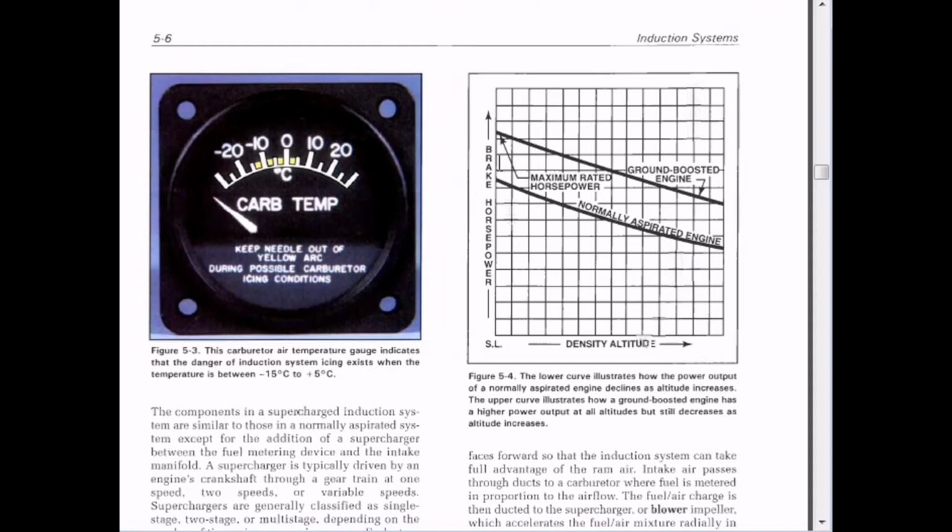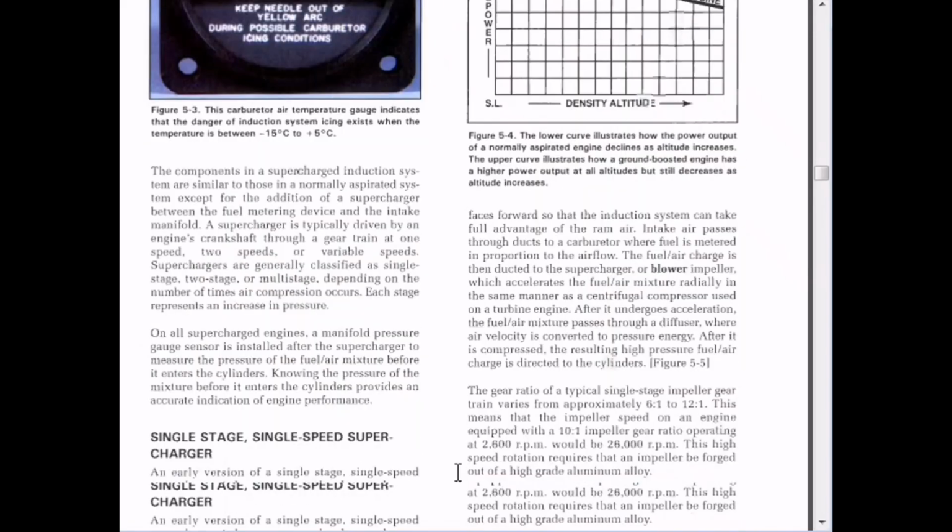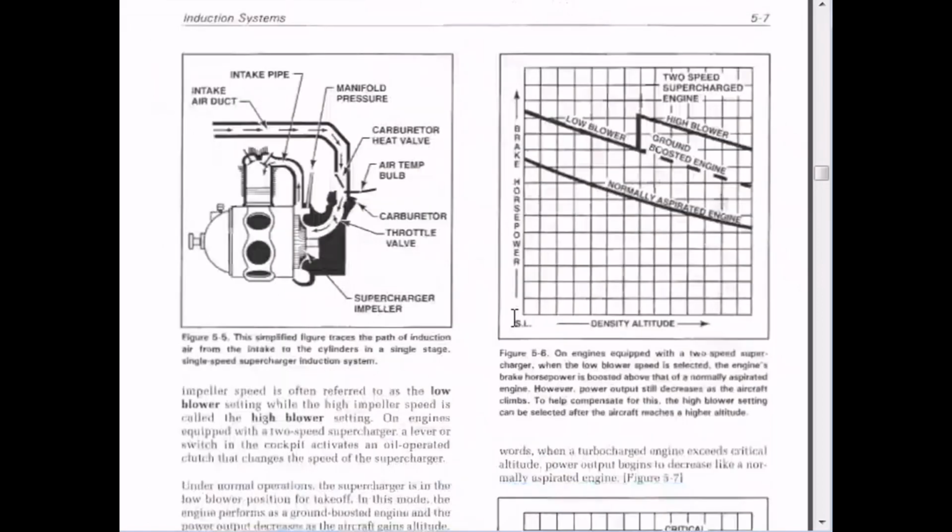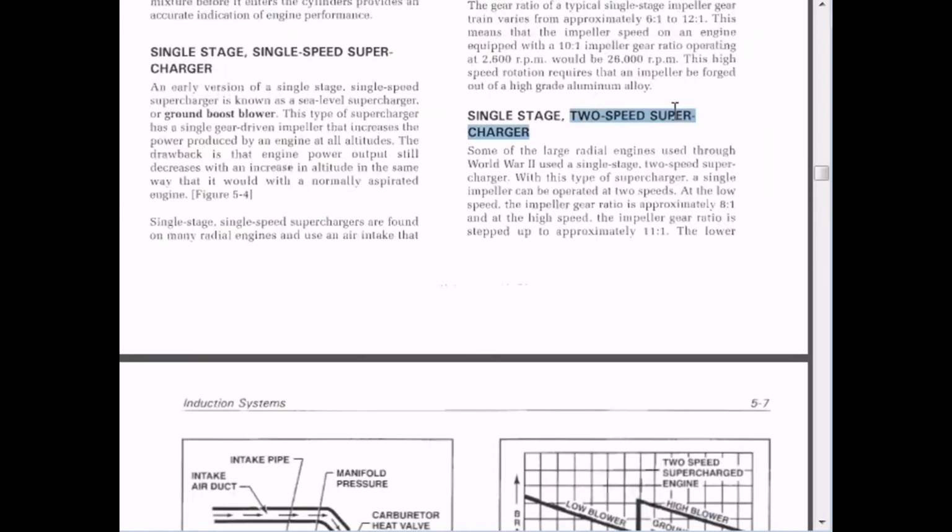Kalau you ada supercharger, dia akan step up, tapi bila climbing your altitude, also it is dropping. Faham tu? Itu untuk single speed. Tapi kalau dia double speed, two speed supercharger.